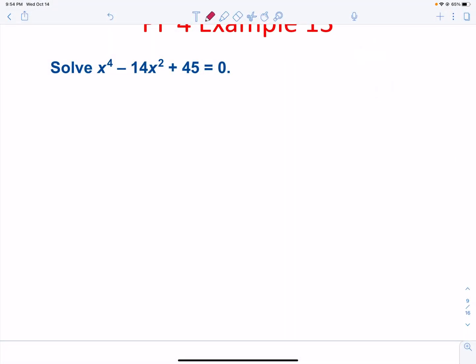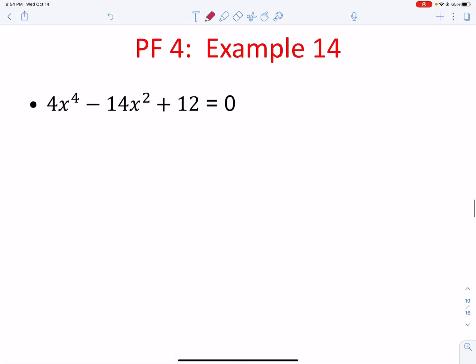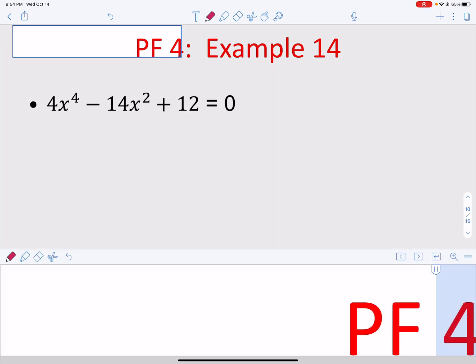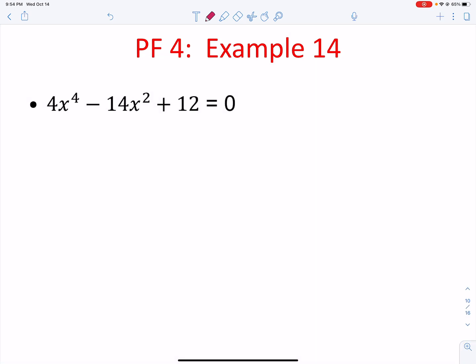All right, and then I just want to give examples. So take a look at example 14. This would be in your notes. The first thing I would do on a problem like this is I would take out at least a 2. Okay, I can take out a 2 and make this smaller. You do not have to, but I would suggest it.